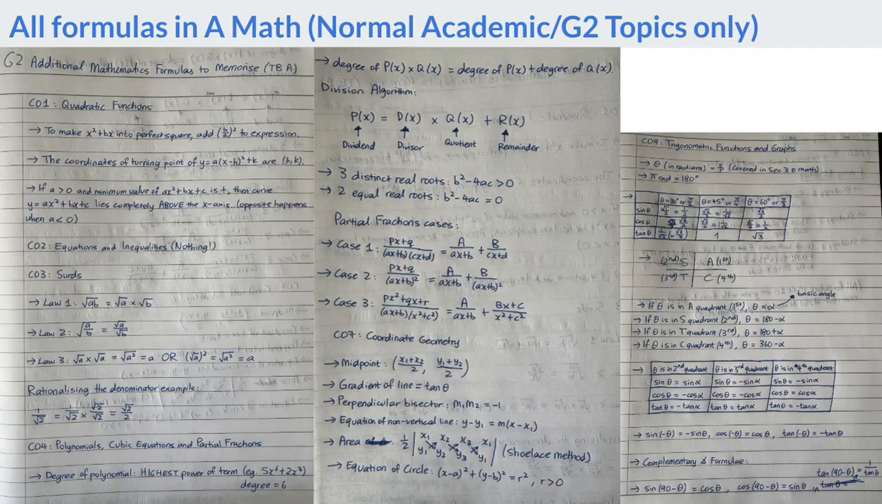Okay, so let's start with this one. Theta in radians is equal to s over r. This should be covered in Sec 3 E-Maths already. If you don't know, you can refer back to your textbook. If it's not given, then I think this is new info for you all.